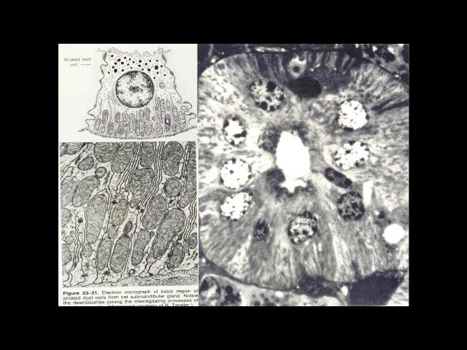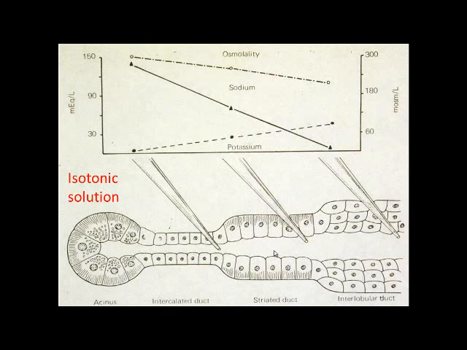Here again we can see the striations, and this is an electron micrograph showing you the mitochondria and the infolding of the plasma membrane that goes in through there, which increases the surface area of the base. And again, we can see that these are mitochondria that are lined up, which gives the striated appearance.